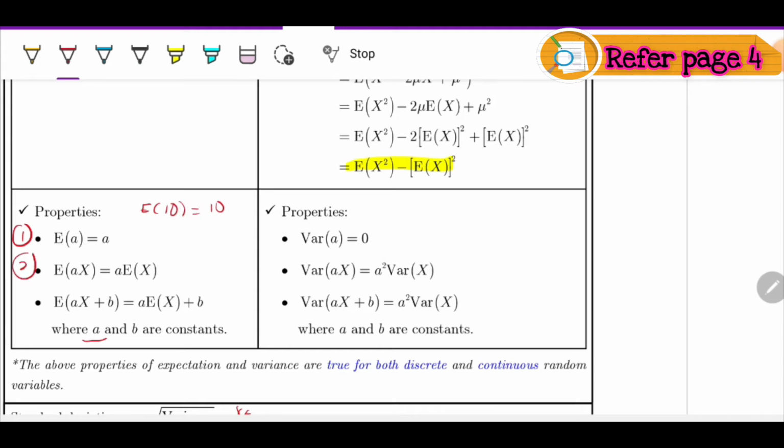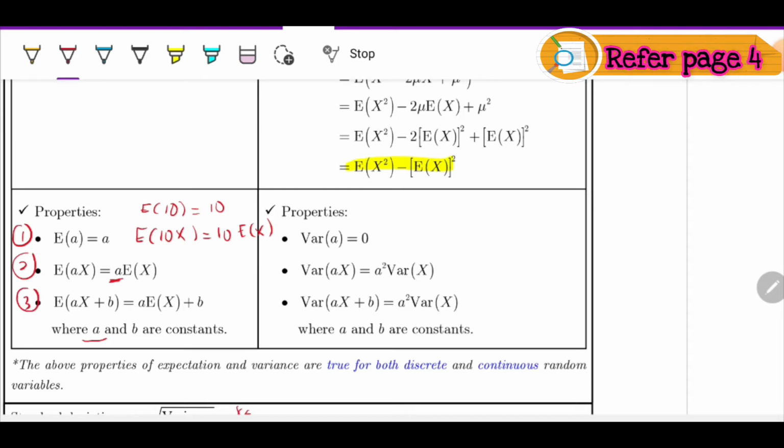The second one is expectation of AX is equal to A times the expectation of X. So we can take out the constant outside and multiply by the expectation. For example, expectation of 10X is equal to 10 times the expectation of X.